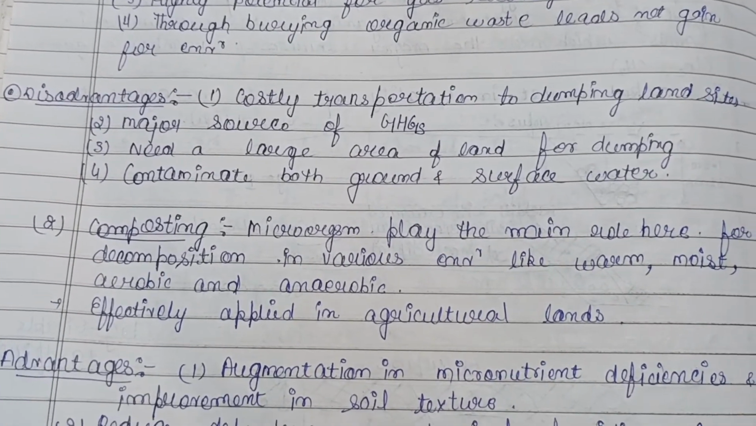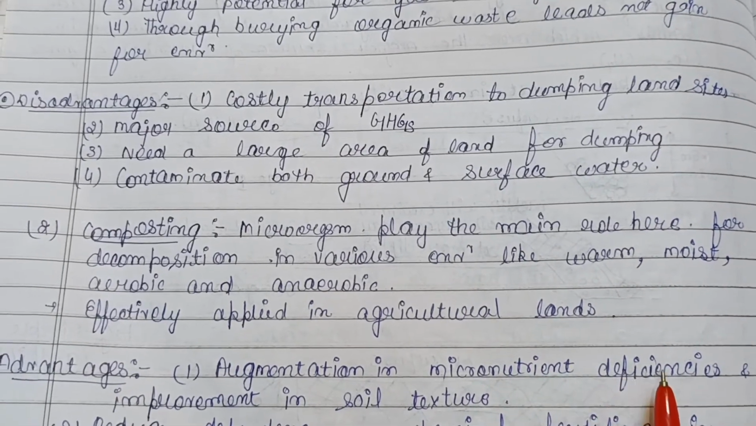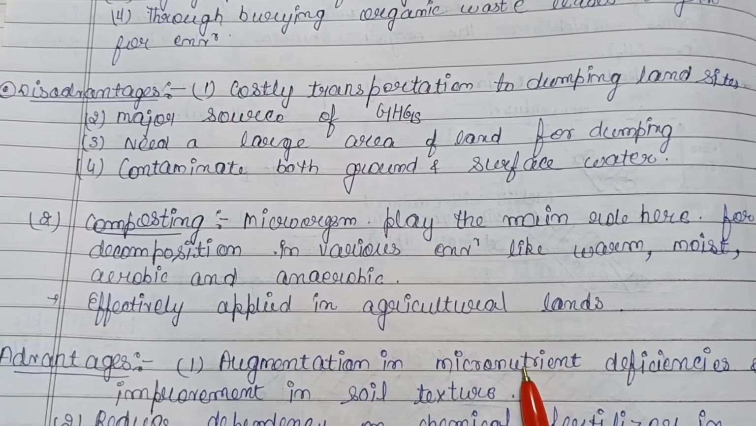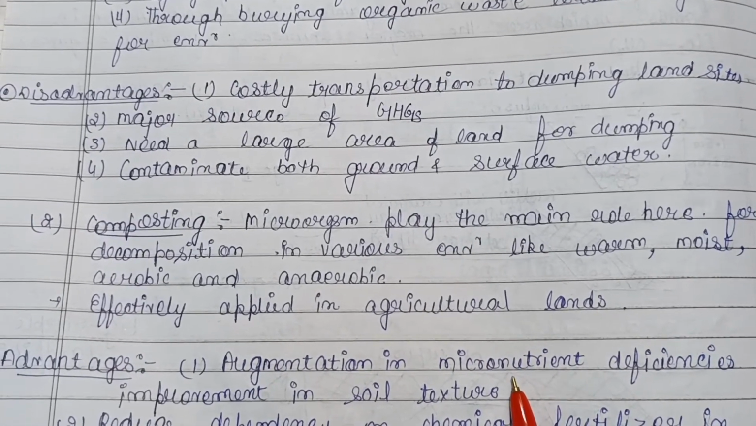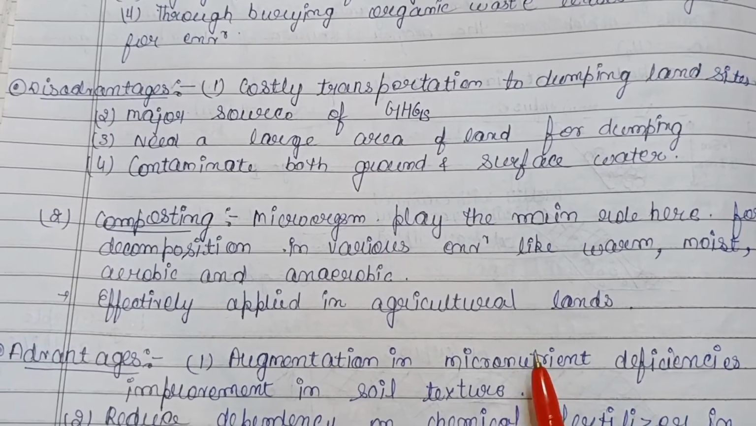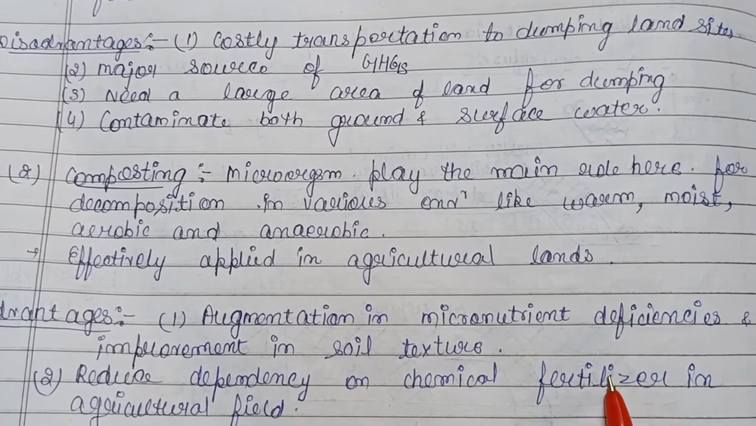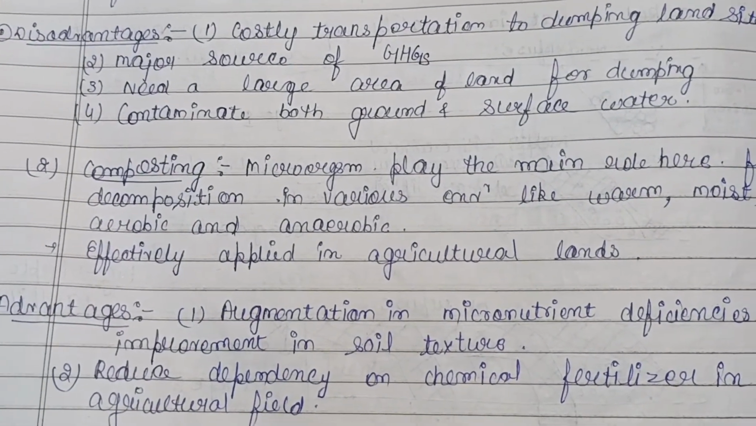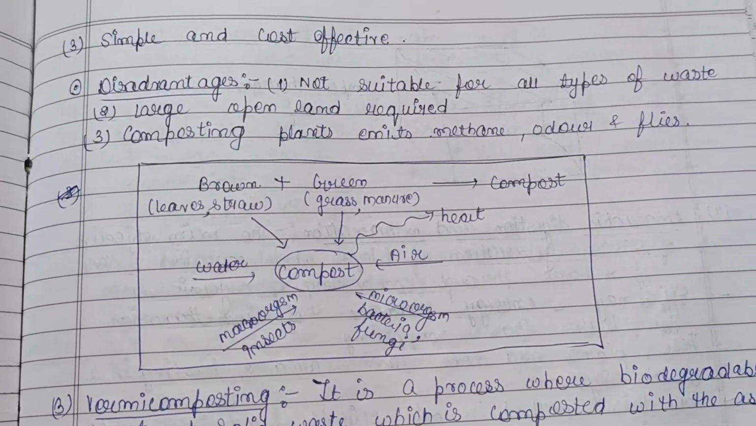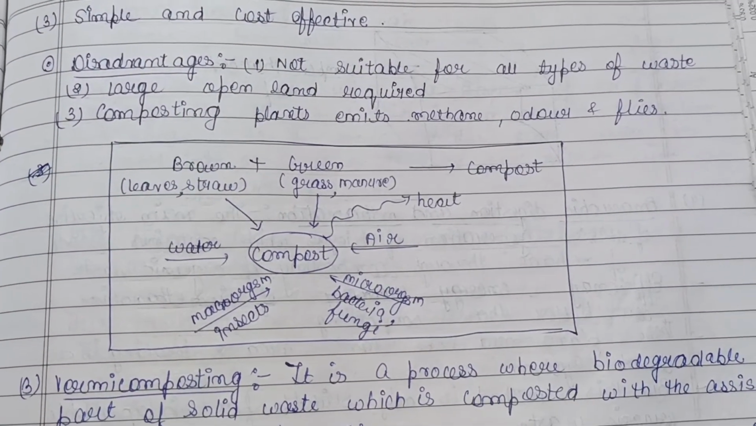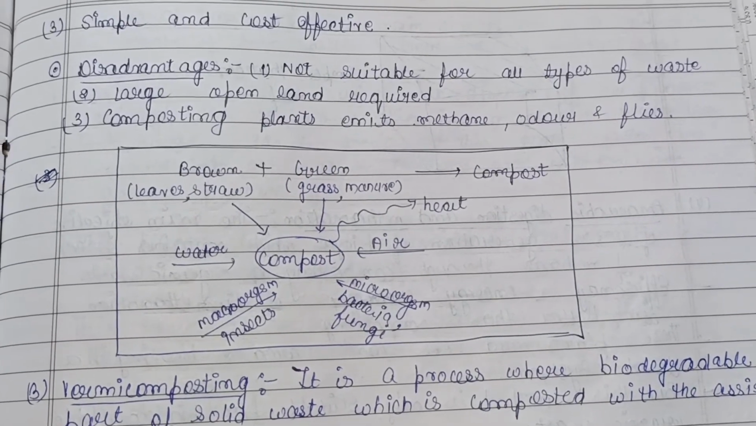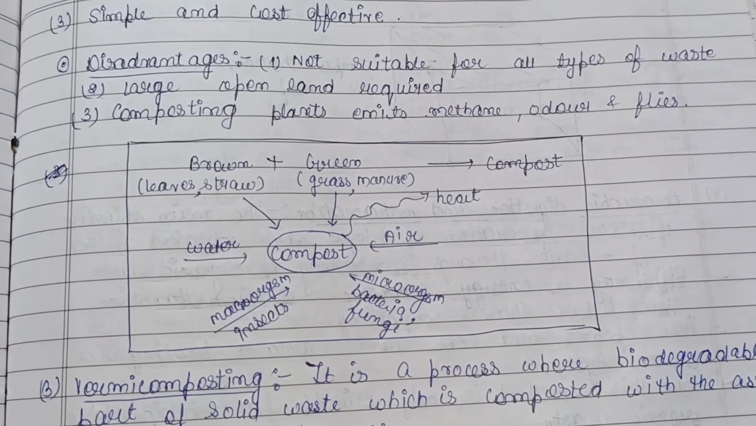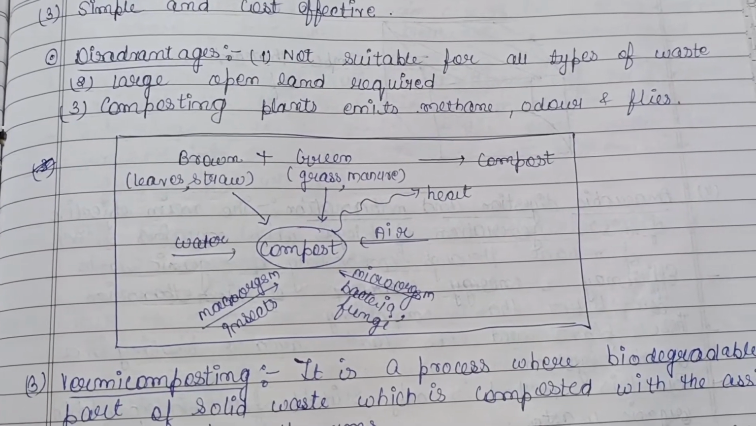So advantages, first is augmentation in micronutrient deficiencies and improvement in soil texture, that is, by this process, if a soil is deficient in a particular micro or macronutrient, this problem will be solved by that. Then reduced dependency on chemical fertilizers in the agricultural field, as they will provide a manure with very good properties, and also it is simple and cost effective. Then there are some disadvantages also. Not suitable for all types of waste, large open land required, again as in the case of landfilling. Composting plant emits methane, odors and flies.